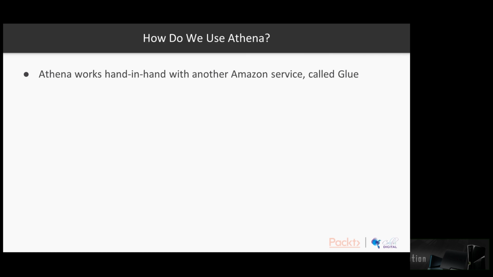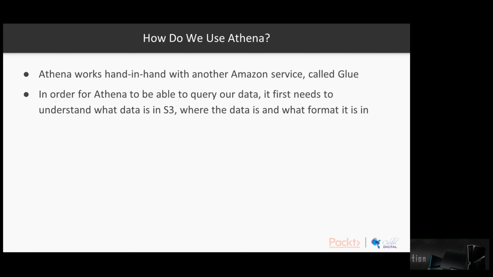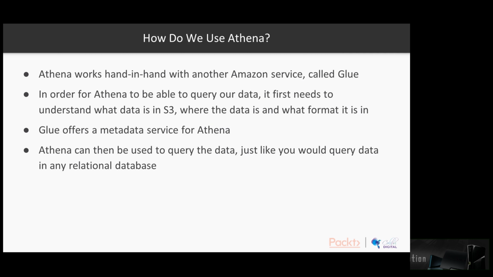So how do we use Athena? Well, Athena works hand in hand with another Amazon service called Glue. In order for Athena to be able to query our data, it first needs to understand what data is in S3, where the data is, and what format it's in. And that's where Glue comes in. Glue offers a metadata service for Athena, and Athena can then be used to query the data just like you'd query data in any relational database. So let's go and take a look at how that would work.